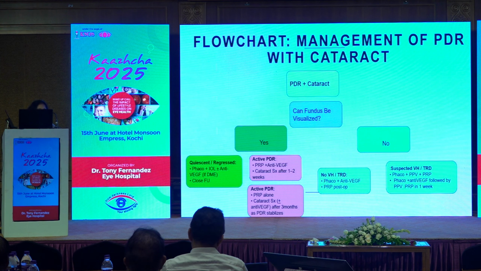So this is a flow chart. If the fundus view can be seen, then if PDR is quiet, you can plan for phaco surgery. If the disease is active, you can plan PRP plus anti-VEGF if you have planned an early cataract surgery. If PDR is active and still you have time, then wait for at least 3 months before cataract surgery. If the view is not there, get a B scan done and see whether it's vitreous hemorrhage or TRD. If there is not, then plan for a cataract with anti-VEGF, and you can plan PRP after the cataract surgery. Anti-VEGF will give you some time. And if there is associated VH or TRD, you can plan cataract with anti-VEGF first sitting and plan VR surgery in 1 week, or you can do it in a single sitting.